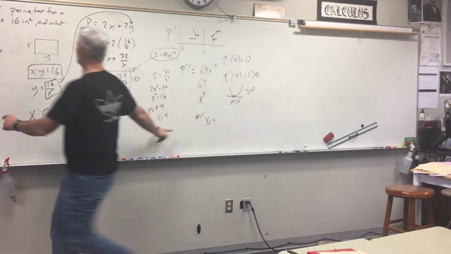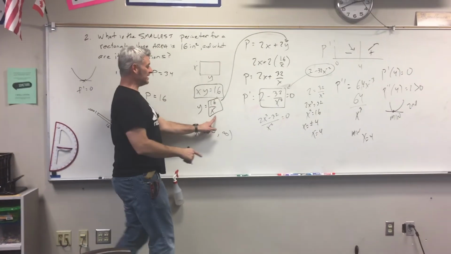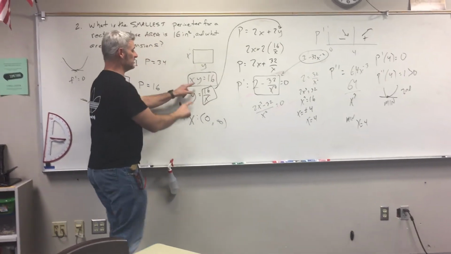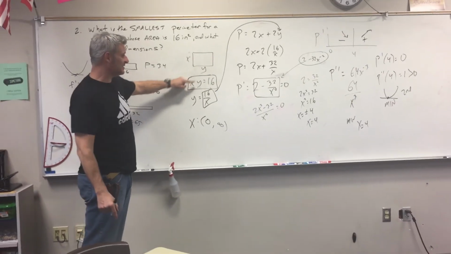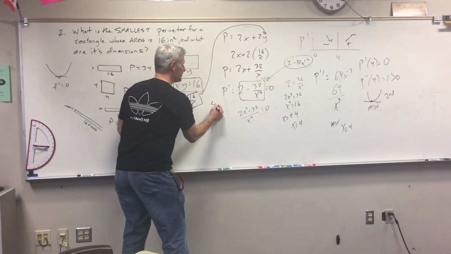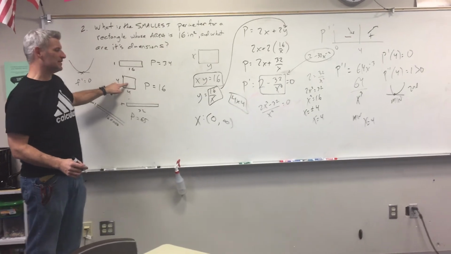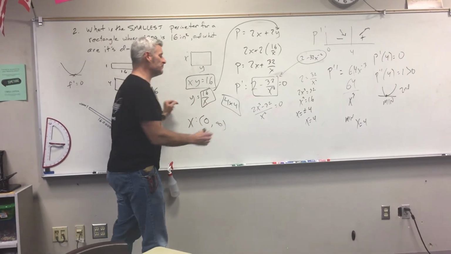But if x equals 4, y is 16 over 4, which is 4. So you can just go here: 4 times what is 16? 4. So our dimensions are 4 by 4. Some of you might have said, I kind of saw that coming. I think it's going to be a square. So my dimensions are 4 by 4.